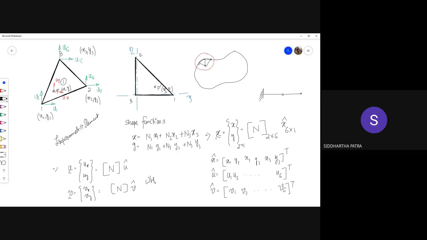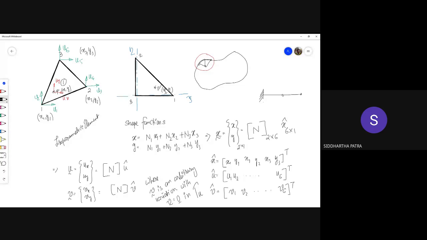So where V is an arbitrary variation, with V being a zero vector in gamma u. So wherever the values of u are given, V should be zero. Okay.